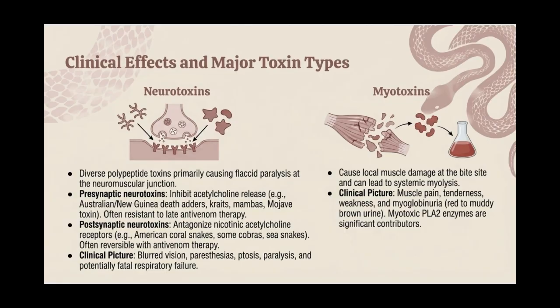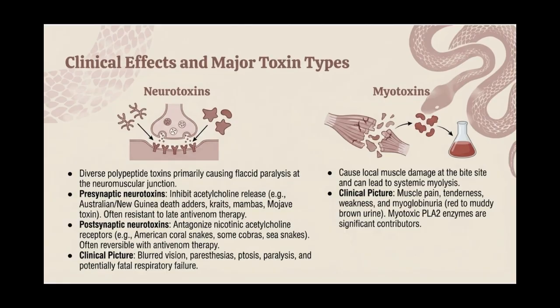One major group is neurotoxins, which are diverse polypeptide toxins that primarily cause flaccid paralysis by acting at the neuromuscular junction. These neurotoxins can be categorized further into presynaptic and postsynaptic types. Presynaptic neurotoxins, found in snakes such as the Australian and New Guinea death adders, kraits, mambas, tiger snakes, taipans, certain rattlesnakes, and European vipers, inhibit the release of the neurotransmitter acetylcholine presynaptically.